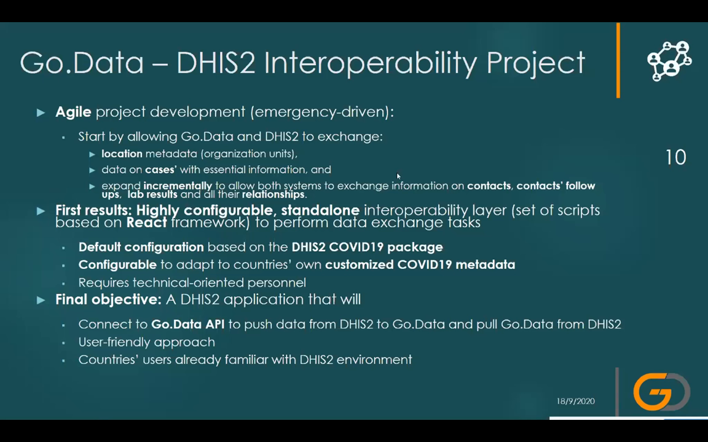So that's why the final objective of the project is actually to produce a DHIS2 application, incorporating these functionalities inside the DHIS2 application that will connect to the Go.Data API and push data from DHIS2 to Go.Data. So countries that, for example, started collecting data in DHIS2 can push to Go.Data and continue contact tracing and visualize contact tracing, or also pull data from Go.Data to DHIS2.